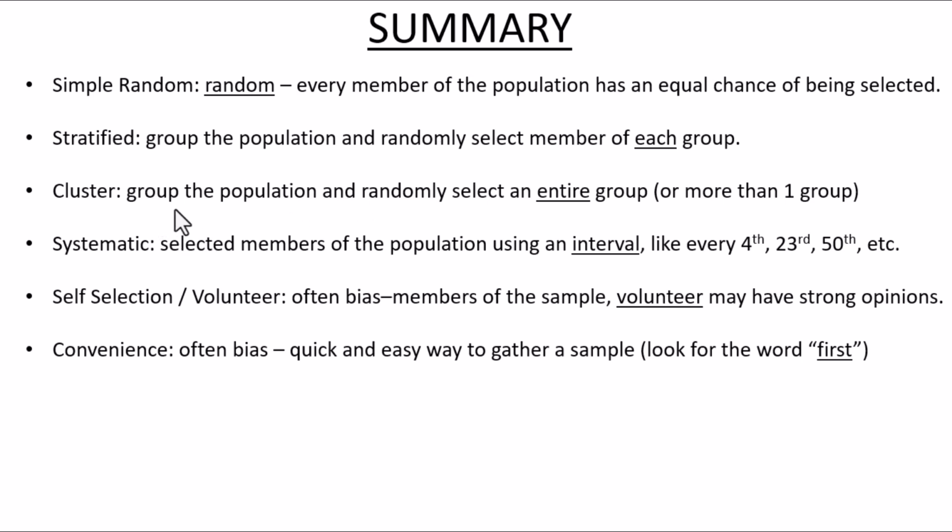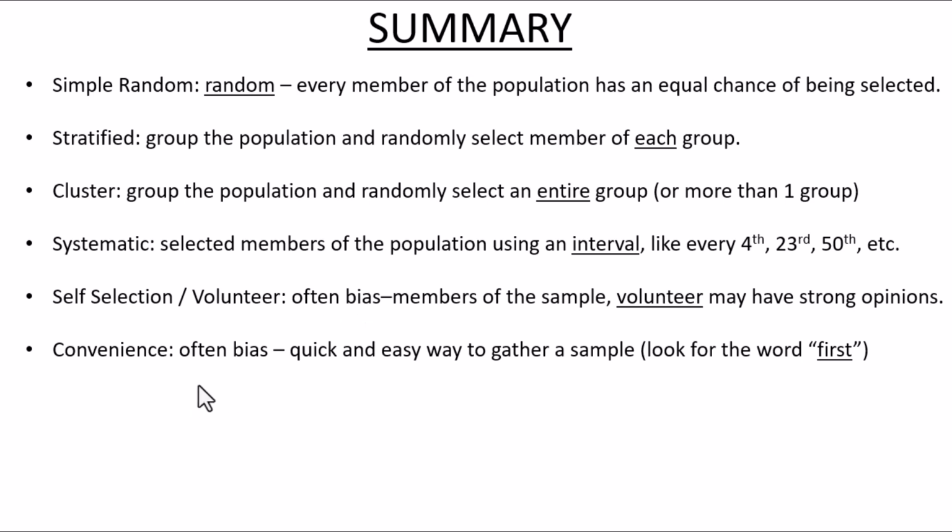Cluster was another way of grouping into groups, or we call them clusters, and you would take the entire group or cluster, whereas with stratified, you wouldn't be picking the entire strata or group, you'd just be picking members from each group. Systematic, the key word that you would see is sometimes the nth person or item being selected. You pick them at equal intervals like 4th, 23rd, 50th, and so on. Self-selection or volunteer literally is just volunteering, but you might have some bias with that. People have strong opinions, so they want to volunteer their time so their voice is heard.